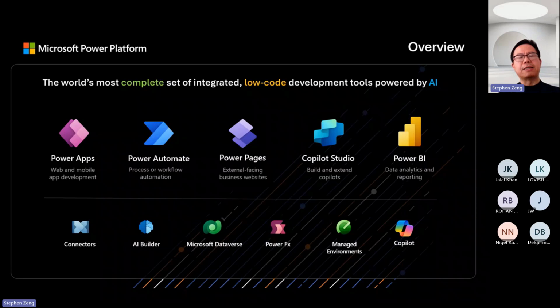You can also access the prompt in AI Builder. You can choose which large language model you want to use, for example, GPT 3.5 or GPT-4, etc.